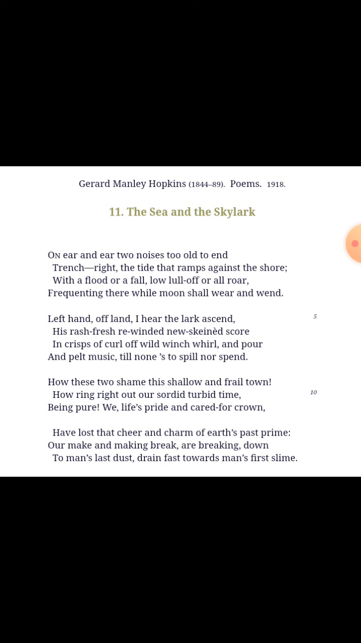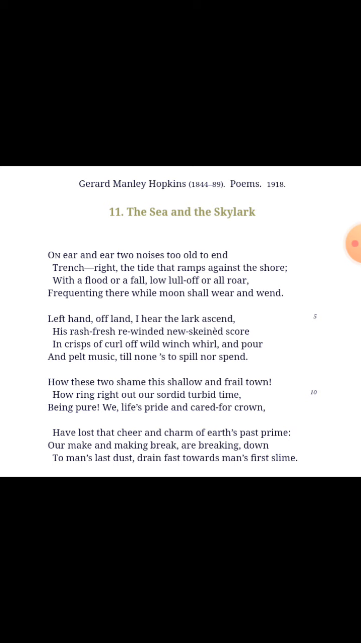His rest fresh, new skinned score. His song is everlasting. He never tires of singing. In curls of wind winds rill. Again we have alliteration. And pour and pelt music.